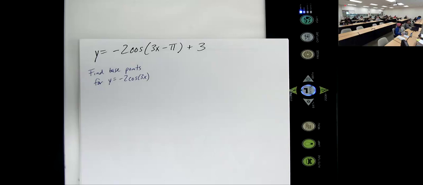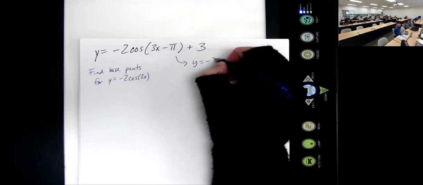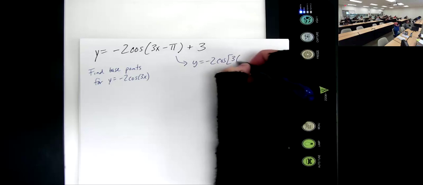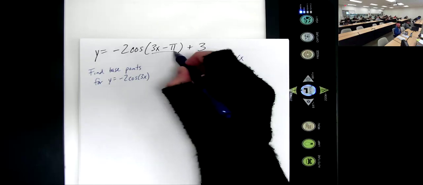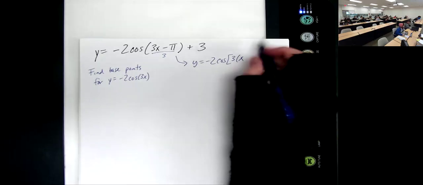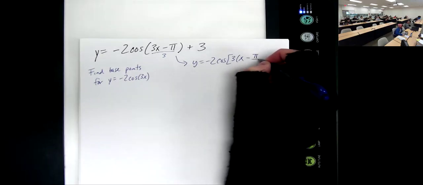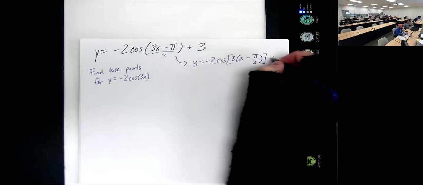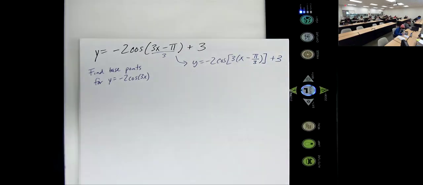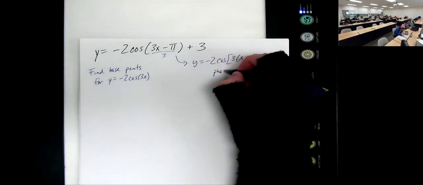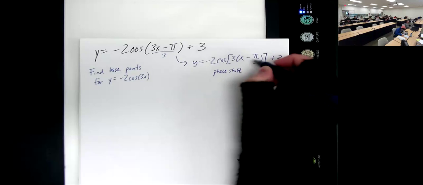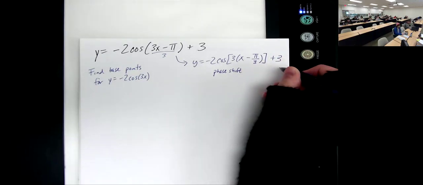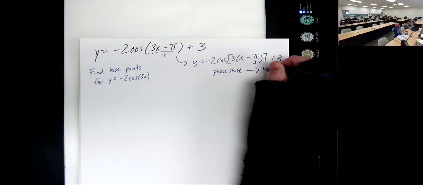Base of 3, 5 pi over 3. So if I pull out the 3, I'm effectively dividing everything here by 3 when I pull it out. And that's gonna leave x for the first part and pi over 3 for the second part. So we'll have a phase shift. Is it left or right? It's gonna be to the right, pi over 3.